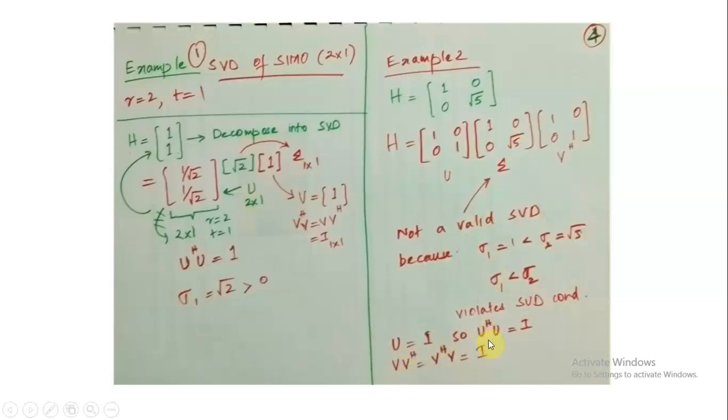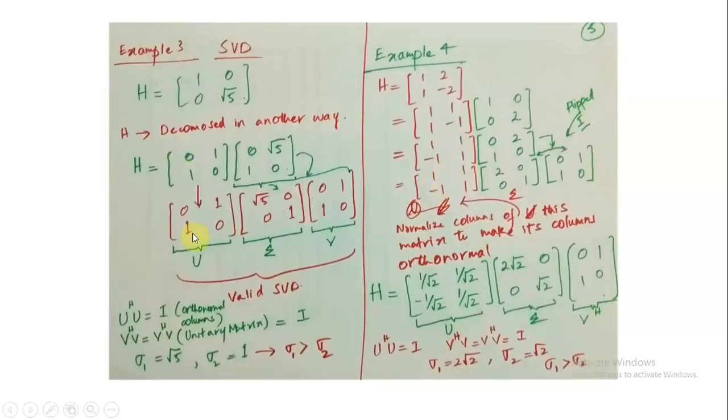U is equal to I, this property holds. V is equal to I, that property also holds. The unitary matrix and the other unitary matrix, they are both fine, but the diagonal matrix does not behave as a standard SVD algorithm, so it is not a valid SVD. So what can we do to make a valid SVD? We can decompose in another way.